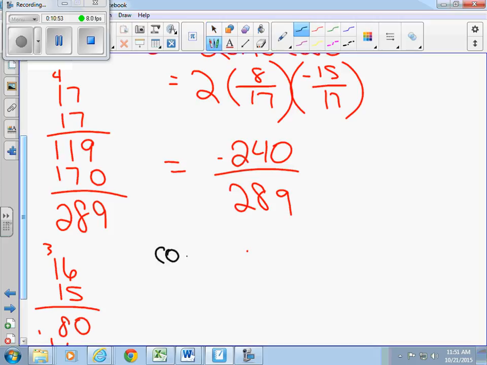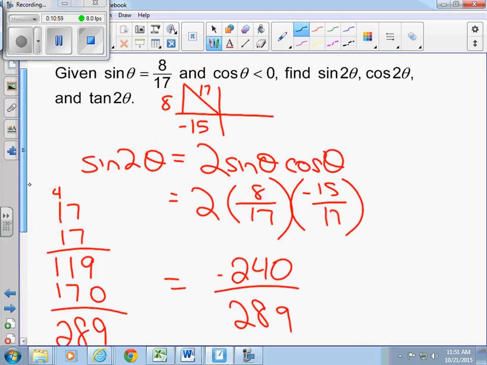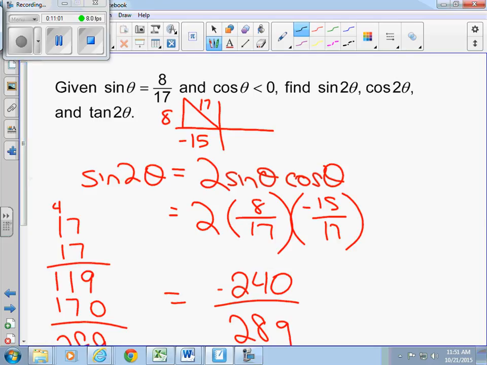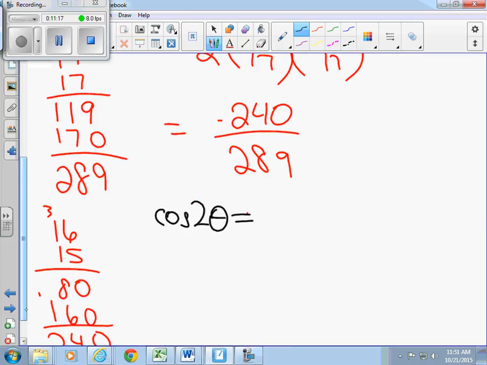So cosine of 2 theta. Which identity would you choose that would be best for this problem? 1 minus 2 sine squared. Why would I pick that one? You already have sine. Even if I messed up my triangle drawing, it doesn't matter because I have sine. So I would pick that one because it's not something I had to come up with. It gives me sine in the problem. The others would also work.